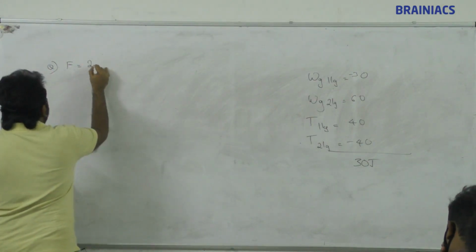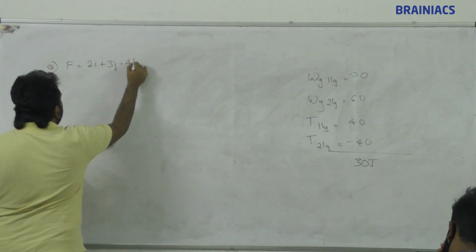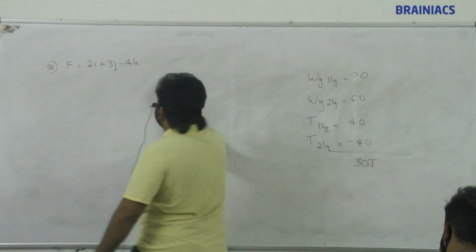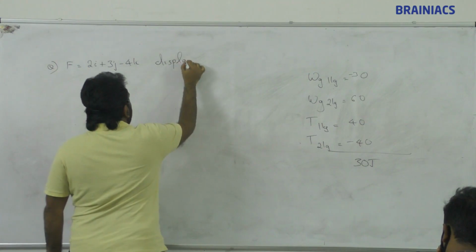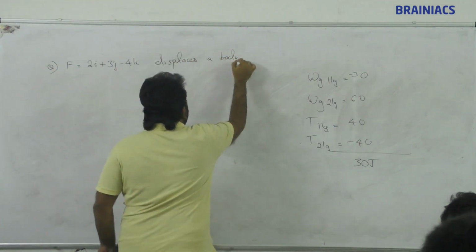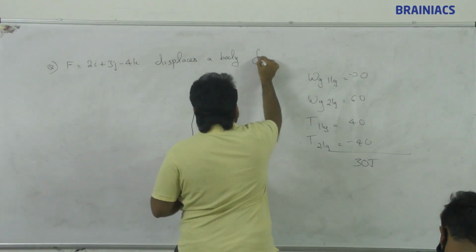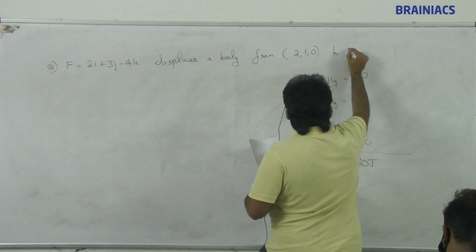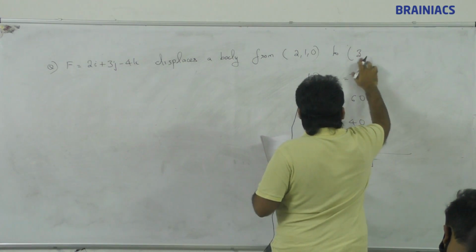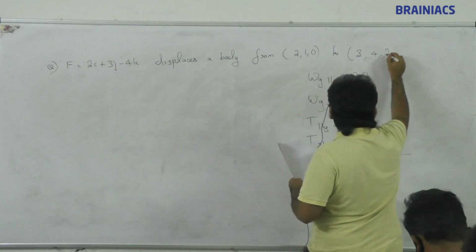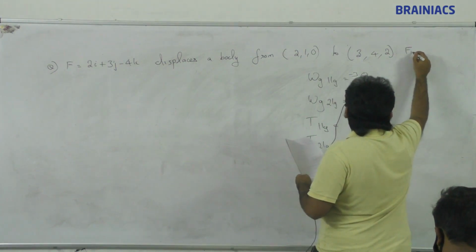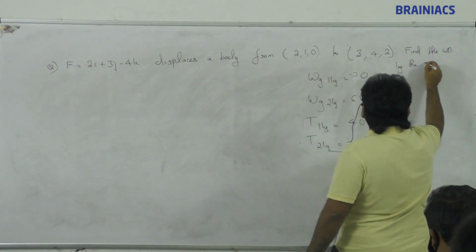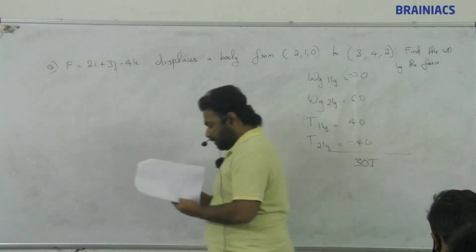Here, summer basics done. So the force is 2i plus 3j minus 4k. This force displaces a body from (2, 1, 0) to (3, 4, 2). Find the work done by the force.